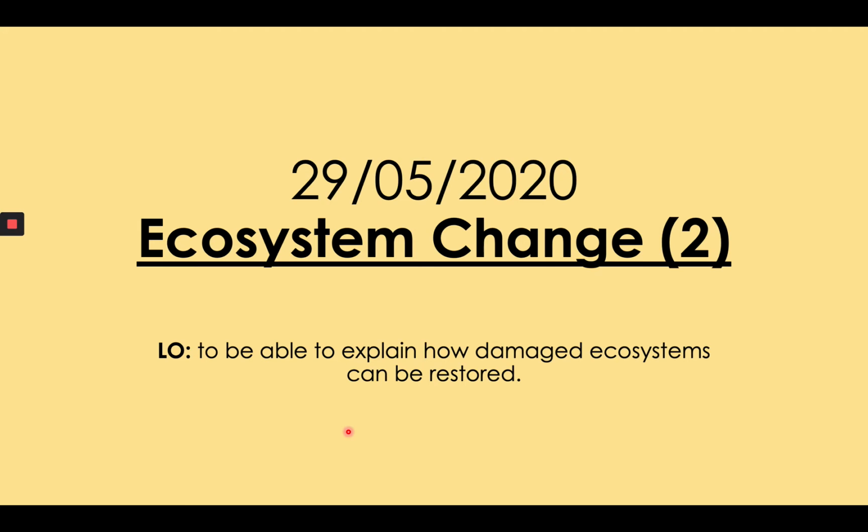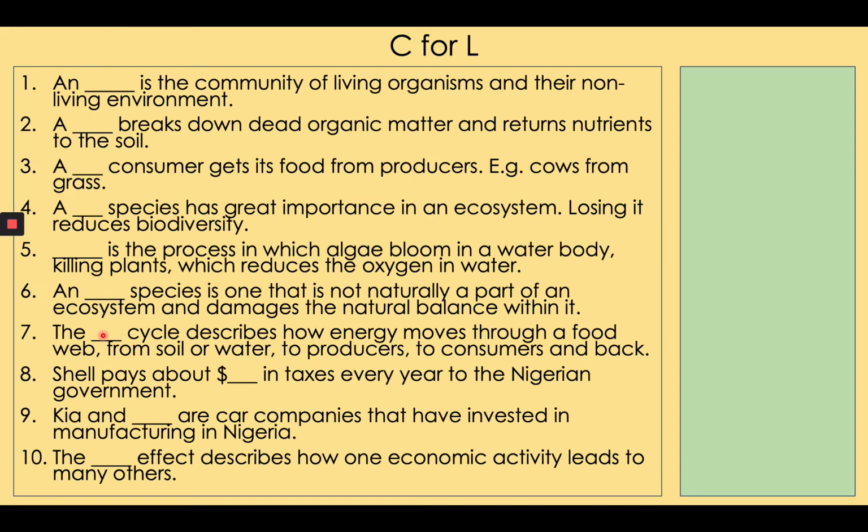Okay, time to review prior learning. Write 1 to 10, answer the questions from memory and then mark your answers. Game time. Number 1. An ecosystem is the community of living organisms and their non-living environment. 2. A decomposer breaks down dead organic matter and returns nutrients to the soil. 3. A primary consumer gets its food from producers, for example cows from grass.